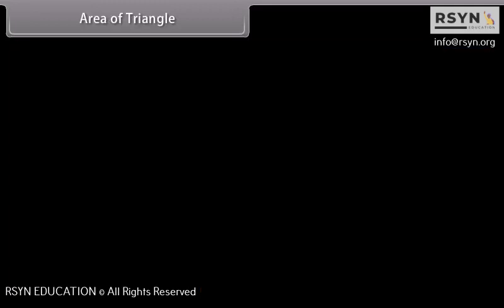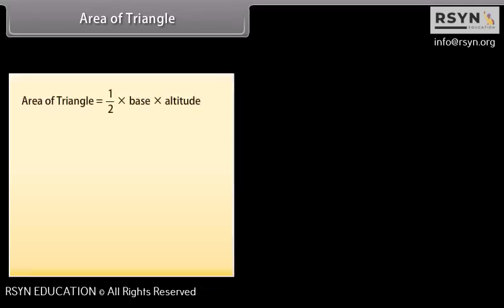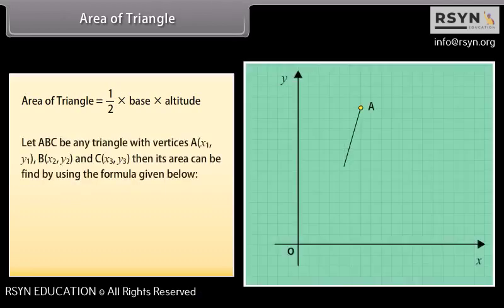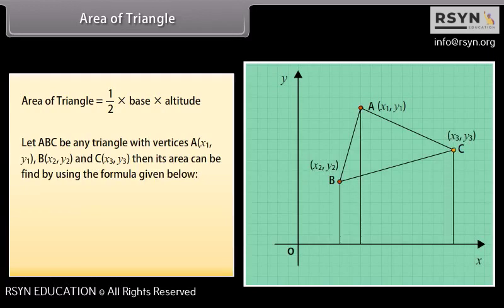Area of triangle. In earlier classes, when the base and altitude of a triangle is given, then we find its area by using the formula area of triangle is equal to 1 by 2 into base into altitude. Let ABC be any triangle with vertices A x1, y1, B x2, y2 and C x3, y3. Then its area can be found by using the formula given below. Area of triangle equals 1 by 2 into x1 into y2 minus y3 plus x2 into y3 minus y1 plus x3 into y1 minus y2.